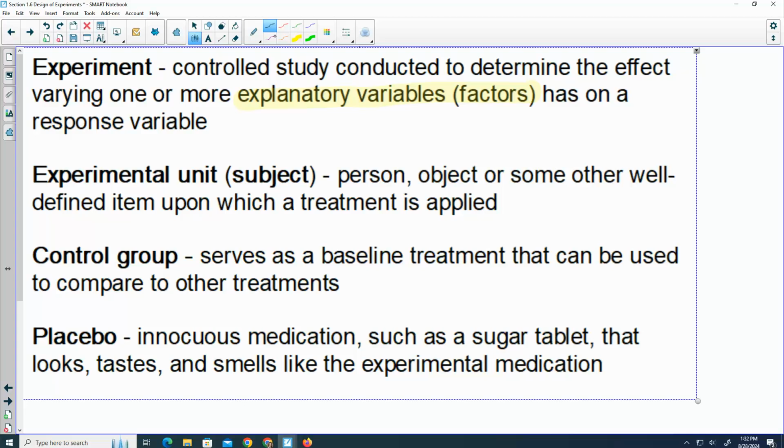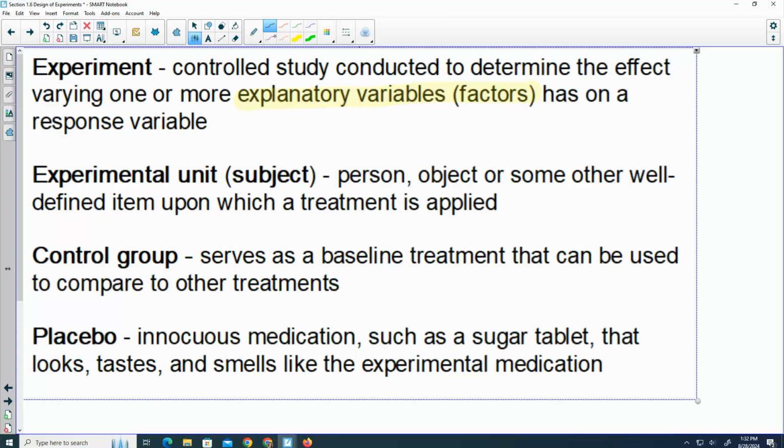Okay, so maybe I want to do a study and see if listening to classical music makes my students perform better on a test. So the explanatory variable or the factor, what's the thing I'm going to control? The music. The music, if you listen to classical music. And what is my response that I'm measuring? How well they do. How well you do on a test.